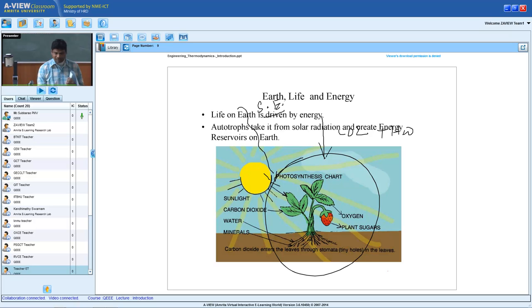What is the outcome? This fruit, according to biology, may be apple, it may be banana, it may be something else. But thermodynamically, what is this? This is an energy reservoir. This energy reservoir created plentiness of availability of many resources on the earth.